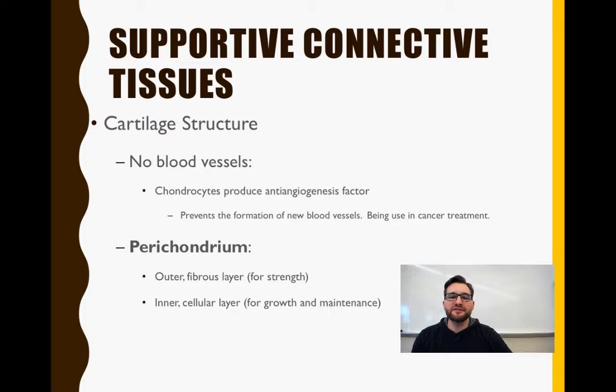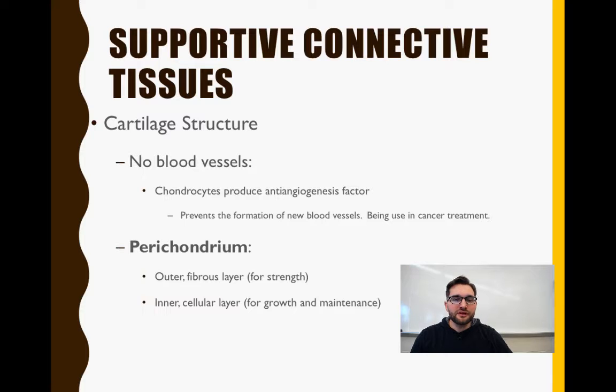Cartilage has no blood vessels. The chondrocytes actually produce an anti-angiogenesis factor. This factor prevents the formation of new blood vessels throughout the cartilage. Right now we're currently trying to identify whether there are ways in which we could use this factor to treat cancer. Could we minimize the amount of blood vessels flowing to tumors, therefore completely depriving them of any type of oxygen or other materials that would be needed for growth? And if we can do that, then it would cause the tumor itself to just be destroyed within the body.